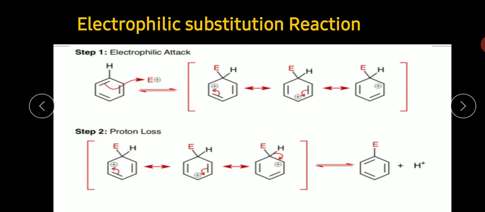In this step, this proton is lost here and a double bond is formed.